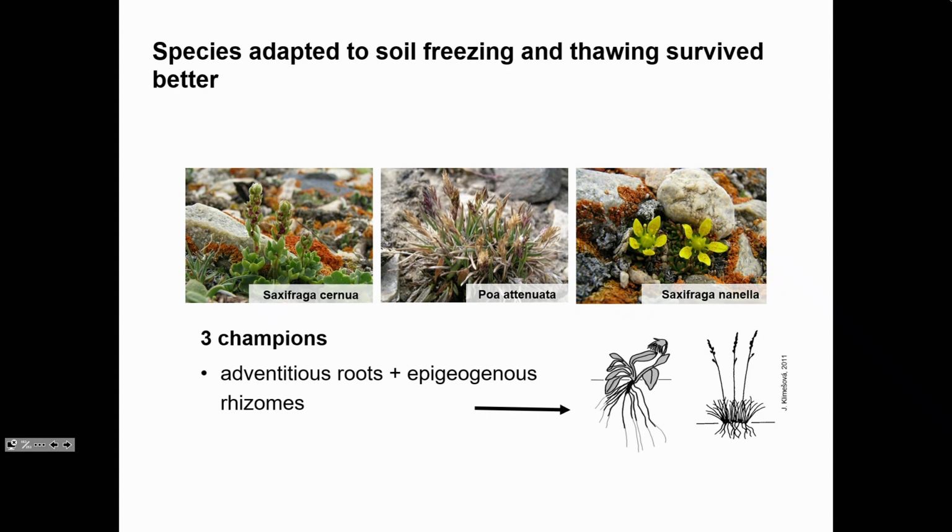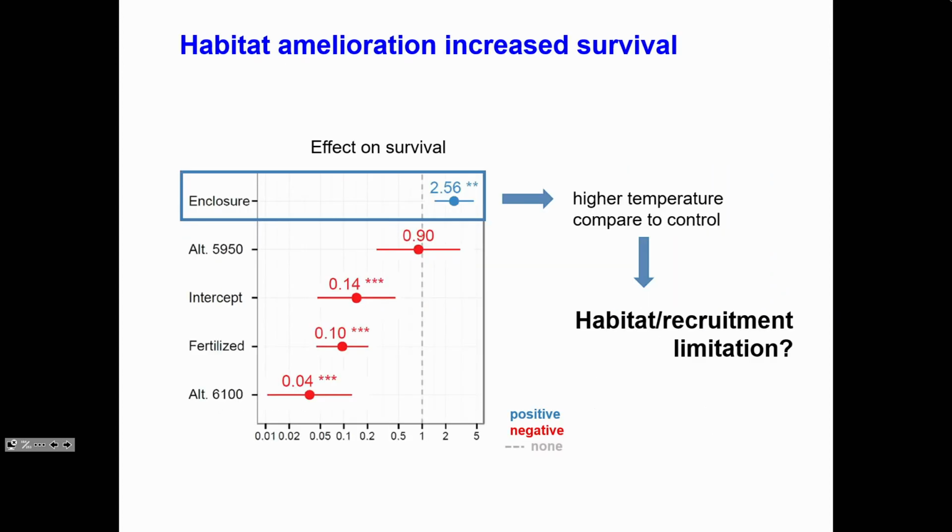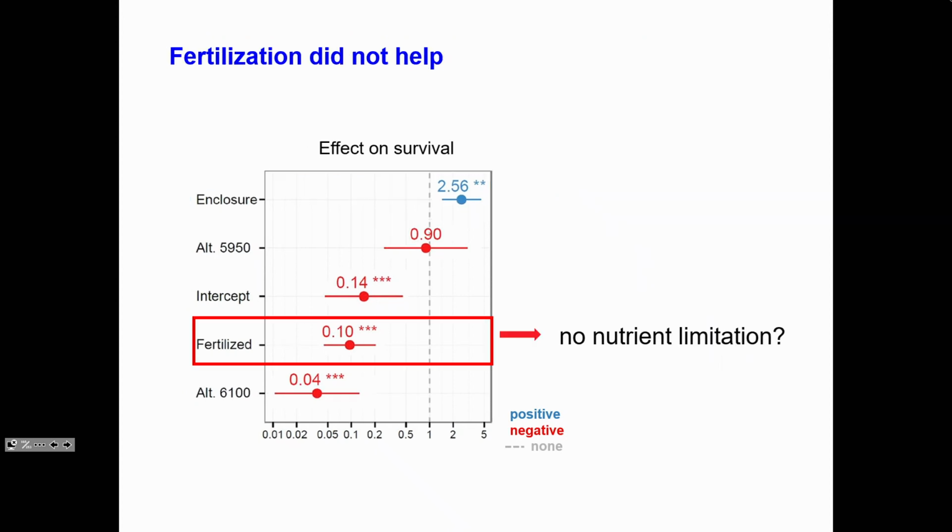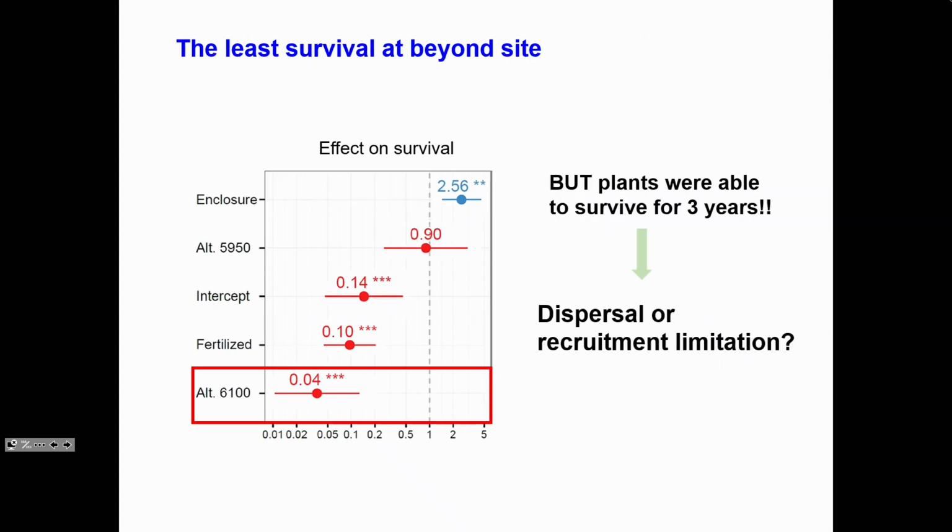So what did we find? We found that species adapted to soil freezing and thawing survive better. There are 3 champions, Saxifraga cernua, Saxifraga nanella, and one more. They were the best at surviving. Interestingly, Saxifraga cernua is a species that has its optimum at a really lower elevation. And habitat amelioration, those enclosures, increased survival. Fertilization didn't help. The lowest survival was, of course, at the beyond site, but plants were able to survive for 3 and more years. So this is some indication that maybe they are dispersal or recruitment limited.